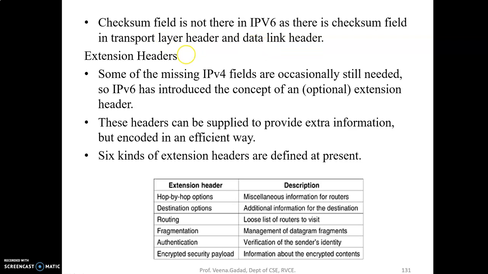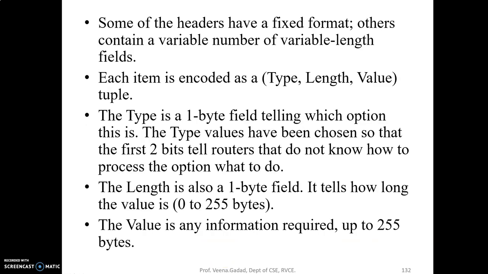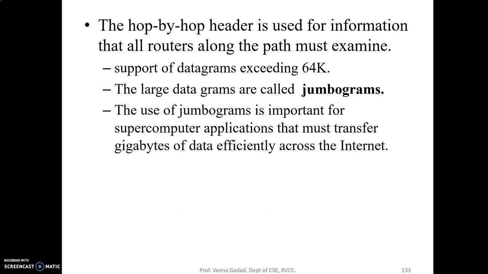Extension headers: some of the missing IPv4 fields are occasionally still needed, and there are 6 kinds of extension headers: hop by hop options, destination options, routing, fragmentation, authentication, encrypted security payload, etc. This is the explanation of each of them.